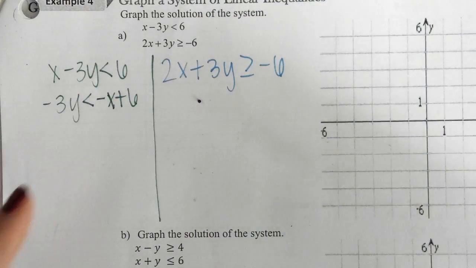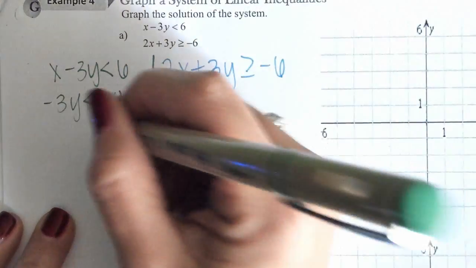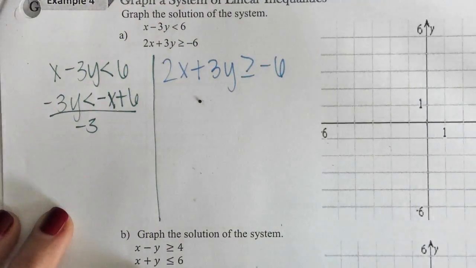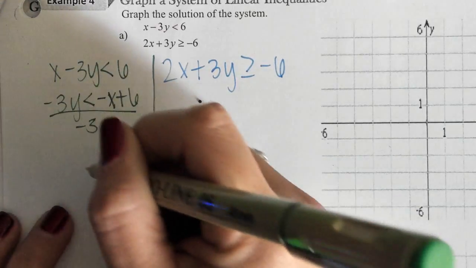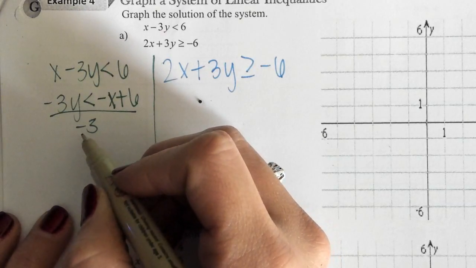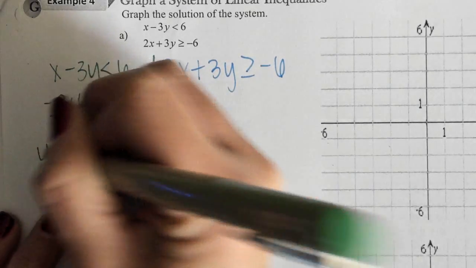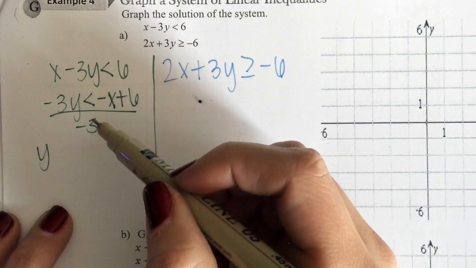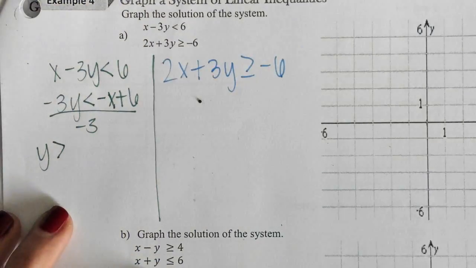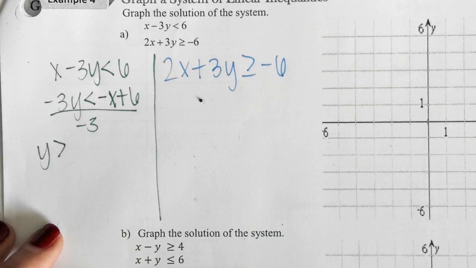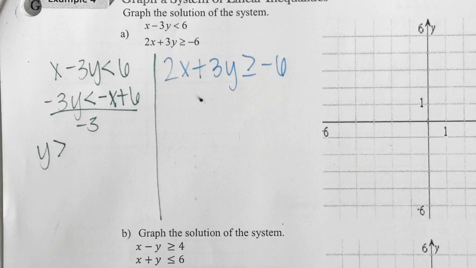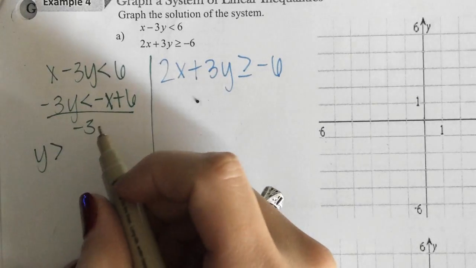Now I have to divide everything by what? Negative 3. Alright, so Abigail, on this side I'll have what? Good. Alright, Darian, what happens to my sign? Why? I mean, it's correct. I just want to know, why does it change? Go ahead, Brandon. Because you're dividing with a negative. Very good. So anytime you divide by negative, you have to flip the sign.